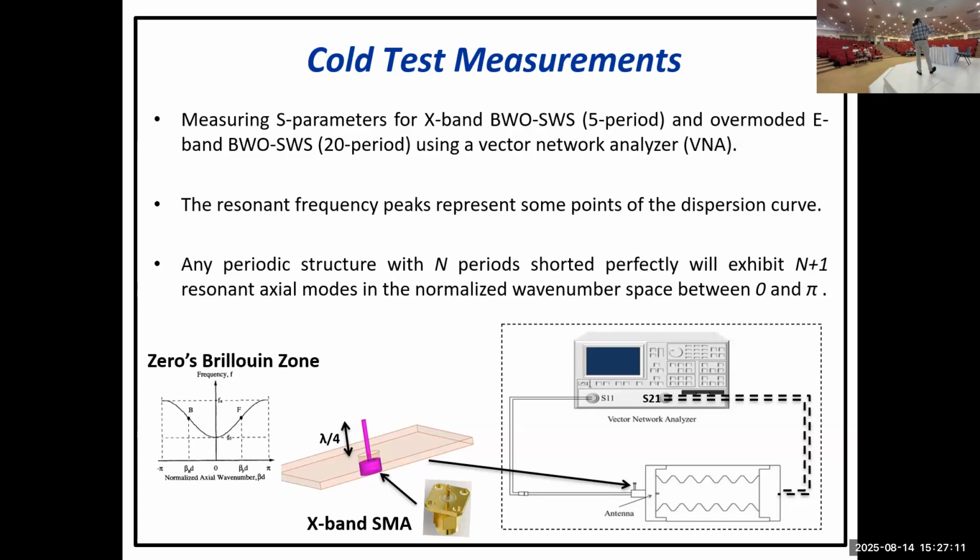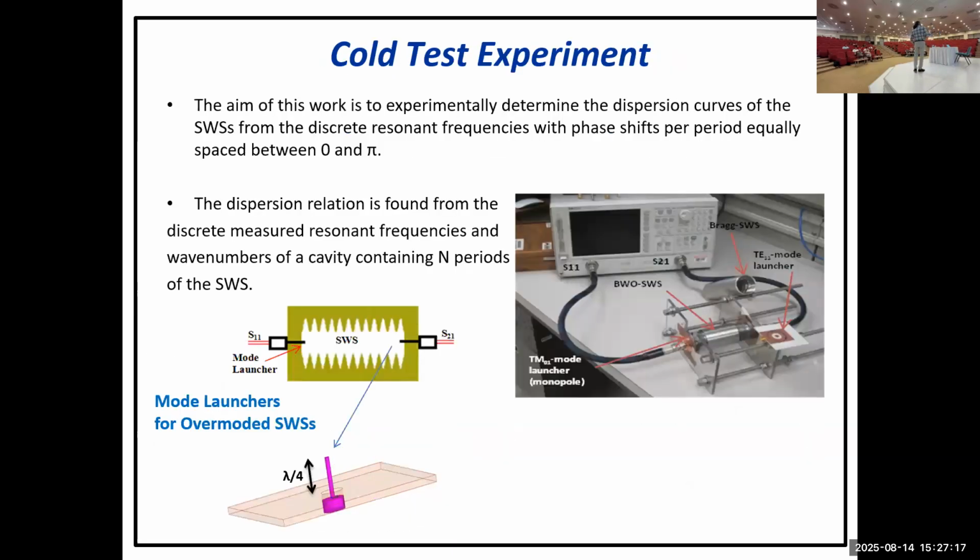Once you have the mode on both sides, you can measure S21 or S11, and you end up having resonances. Again, how many resonances? Ideally n+1. And this is the experiment we were doing.